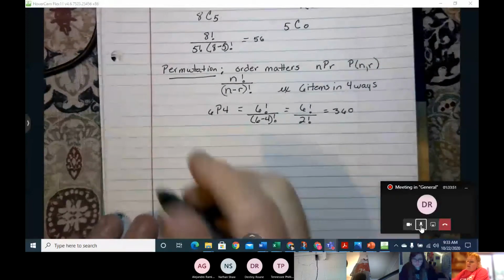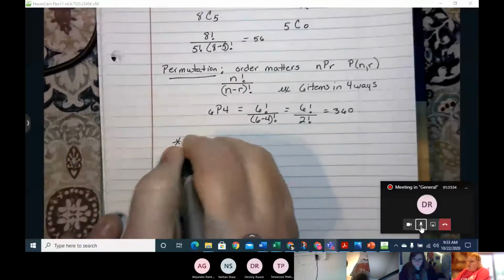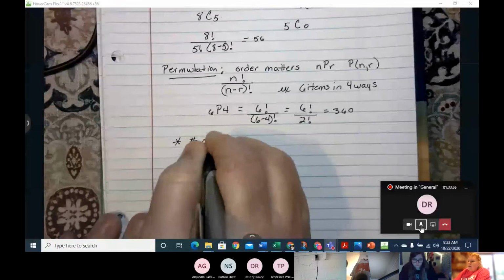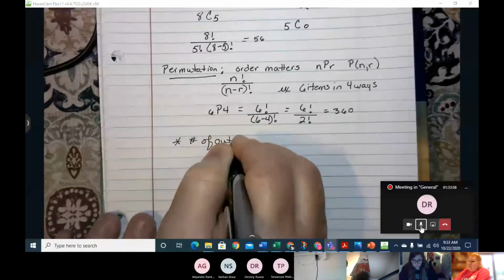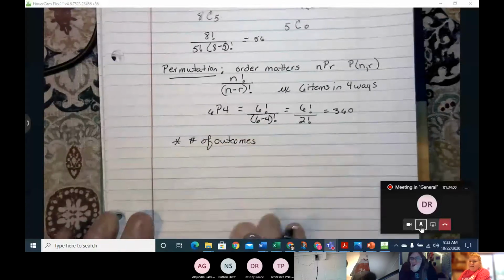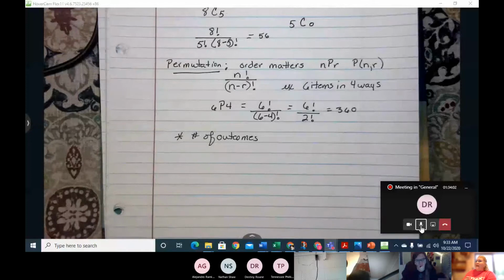Now, these methods are only giving us the number of outcomes. It is not telling us what the outcomes are. It is only telling us the number in our sample space. That is different from our tree diagram, which also gave us what the sample space was.